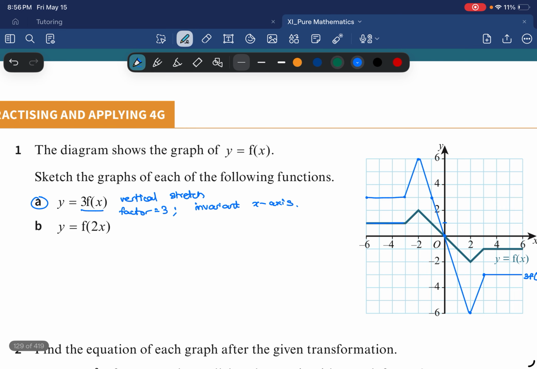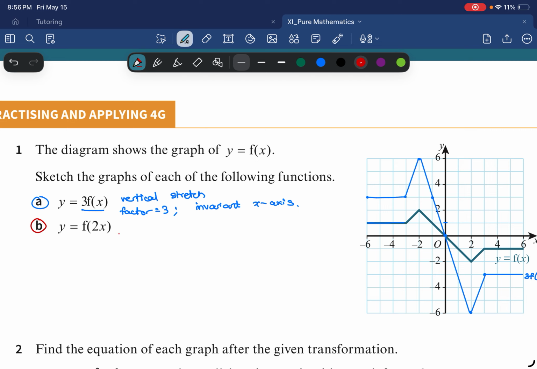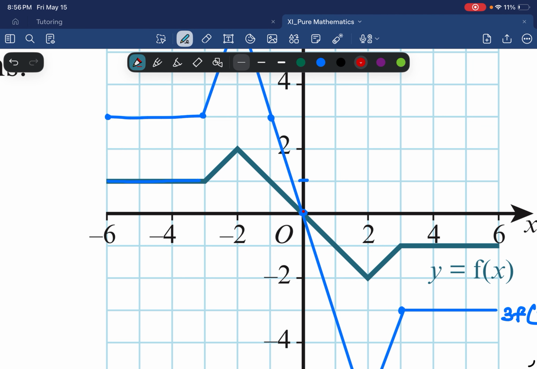And now I'll do the next one in red. So this is a horizontal stretch. The factor is 1/2. The y-axis is invariant. That means do not change anything on the y-axis, but halve all your x values. Alright, so 0 halved is still 0. I have 2 comma negative 2, which is a coordinate, right? So do not change your y value, but your x value has to be halved.